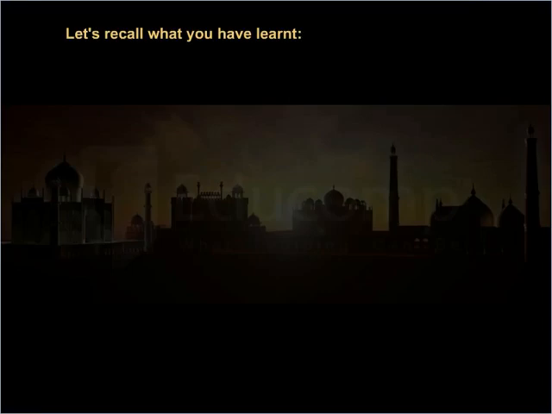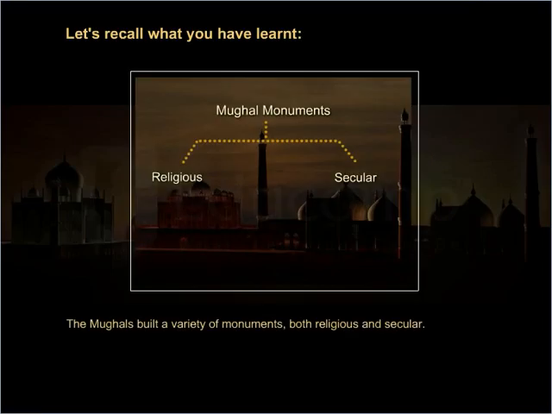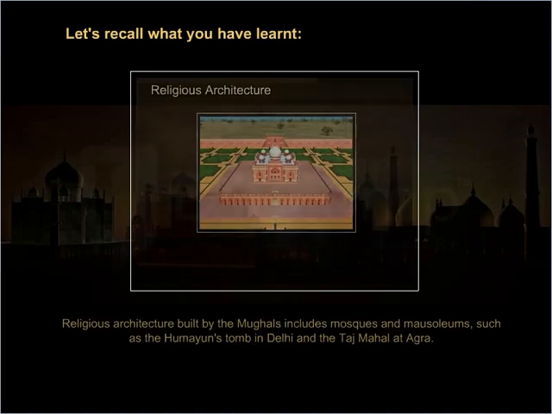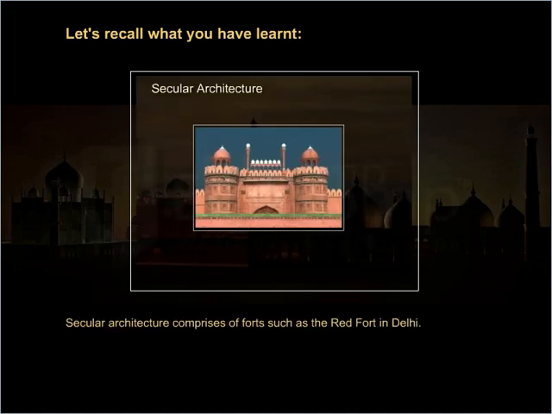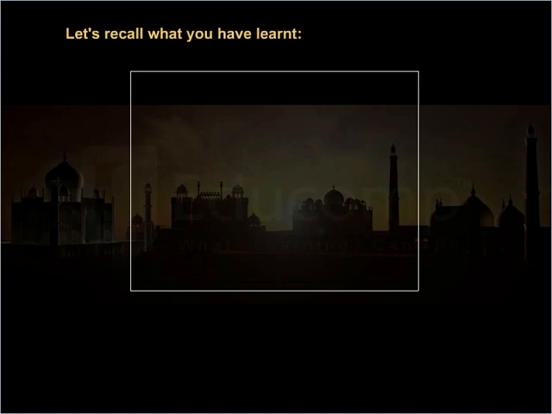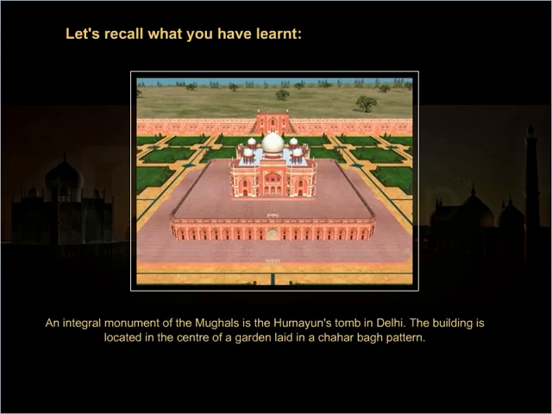Let's recall what you've learned. The Mughals built a variety of monuments, both religious and secular. Religious architecture built by the Mughals includes mosques and mausoleums such as the Humayun's tomb in Delhi and Taj Mahal at Agra. Secular architecture comprises of forts such as the Red Fort in Delhi. An integral monument to the Mughals is the Humayun's tomb in Delhi. The building is located in the center of a garden laid in a Chahar Bagh pattern.